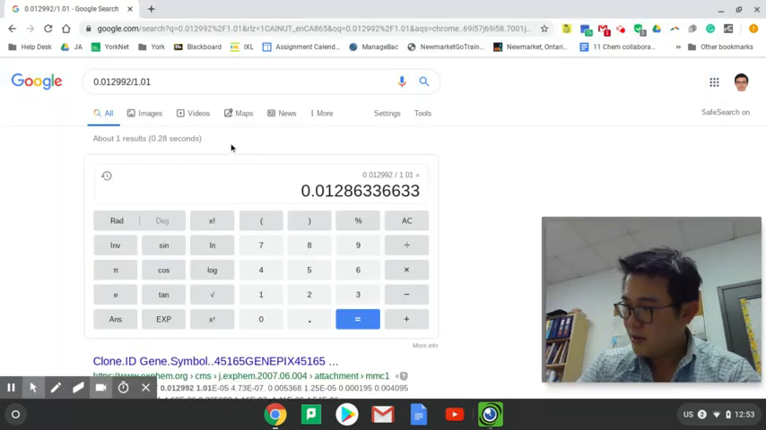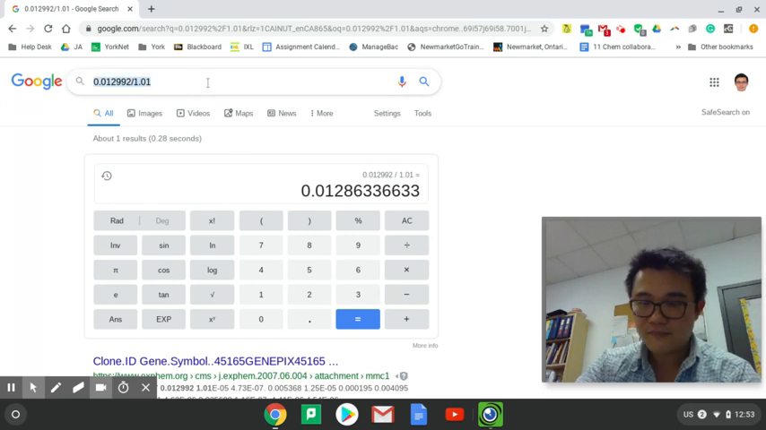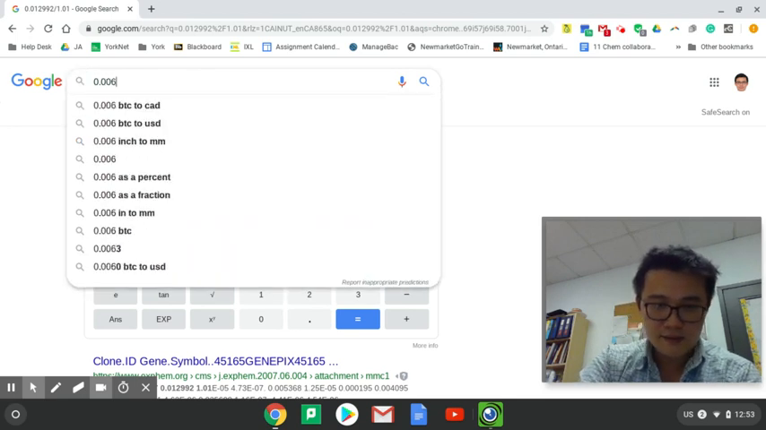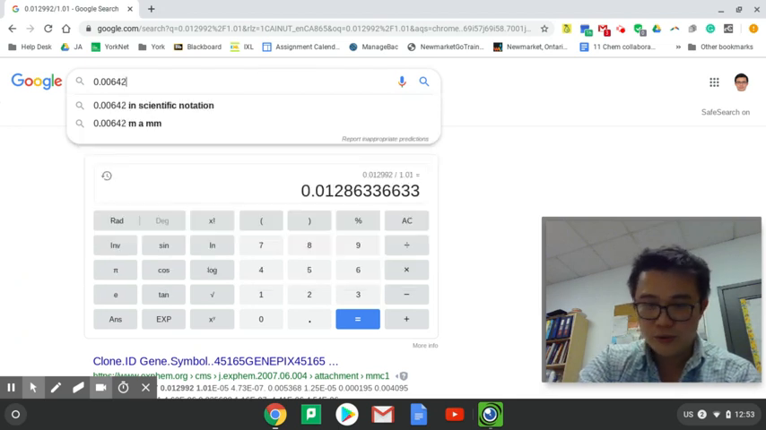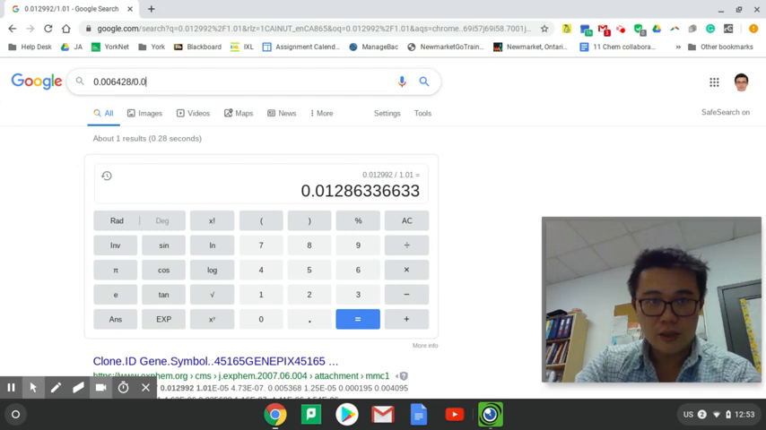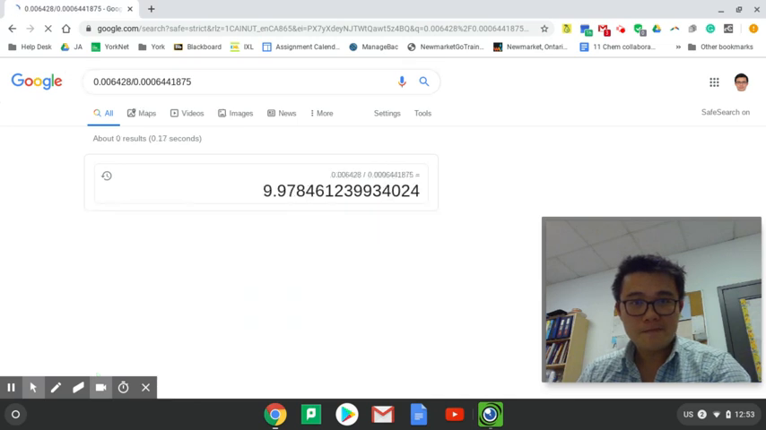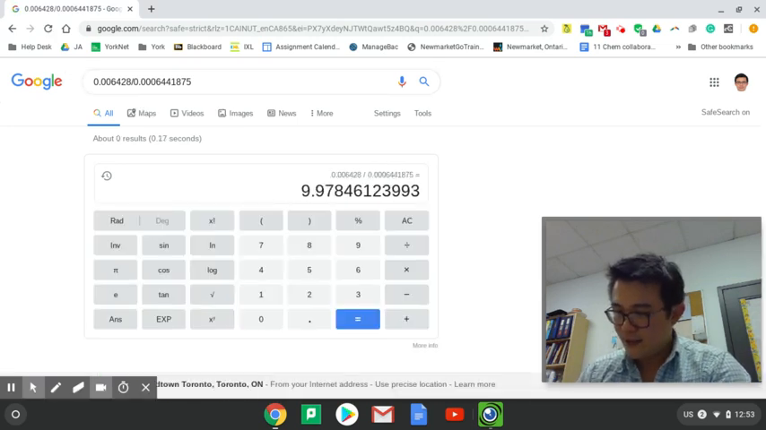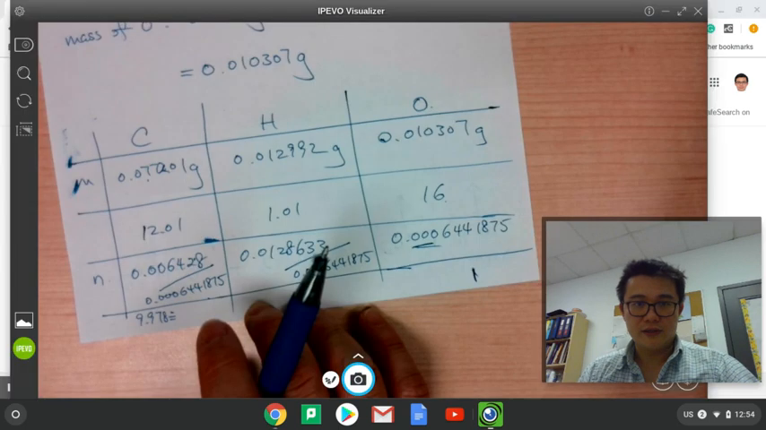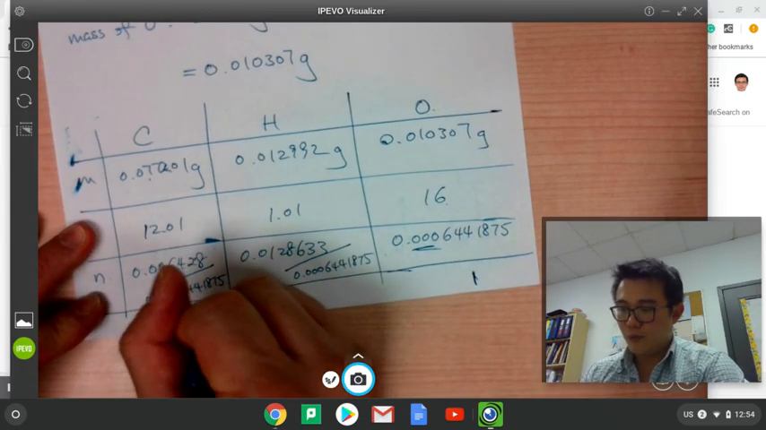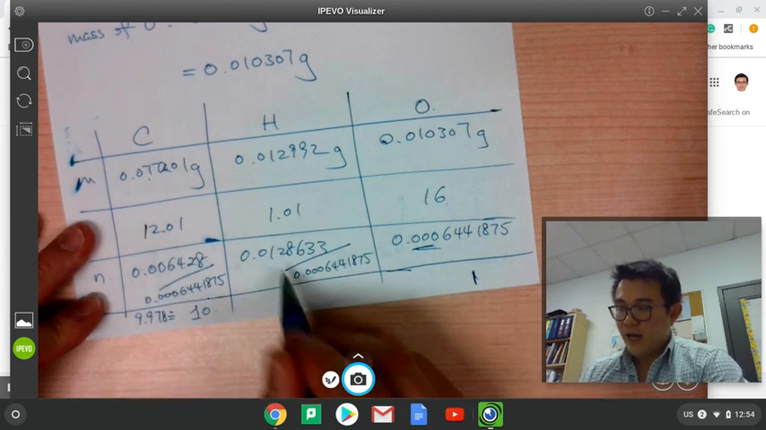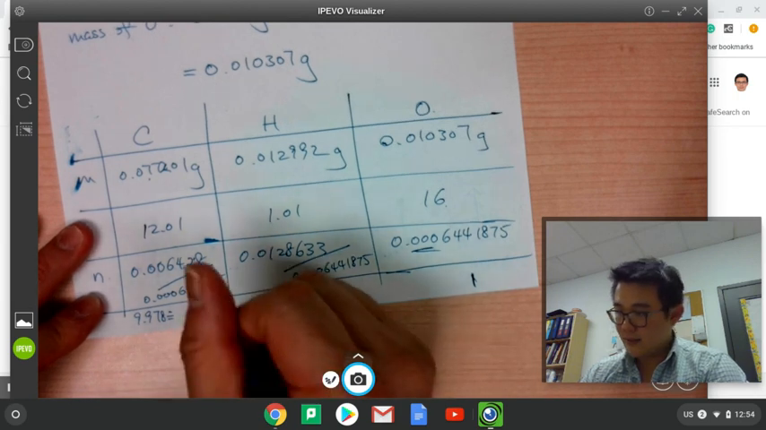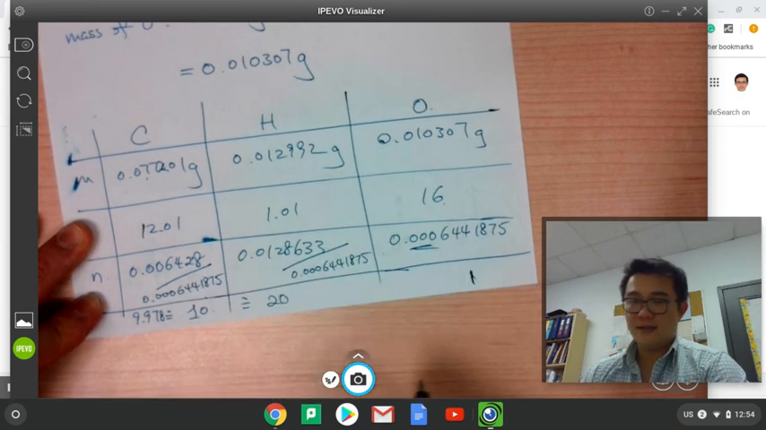So anyways, 0.00646428 divided by 0.1236441875. Hey, it's 99.97. That's pretty much equal, yeah, let's look at the screen. So in this case, that practically would be a 10. If you divide this together, I previously did this, this is practically 20. And this is practically 1.